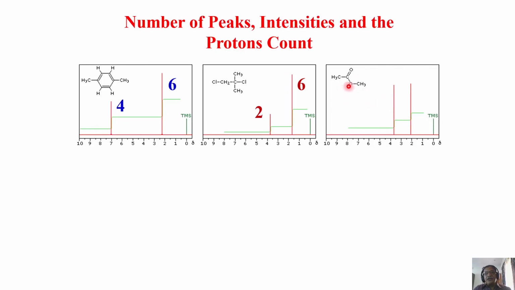Come back to this molecule, which we saw already. Acetamide. So we saw that, this is CH3, this is CH3, but they are not chemically equivalent. So they are 1:1 intensity ratio. Both are CH3 protons. Okay.